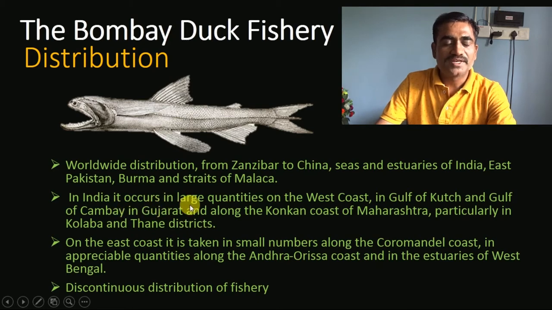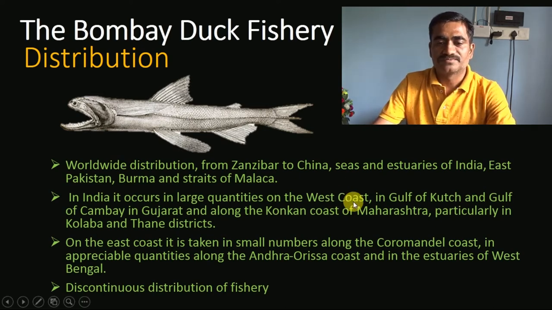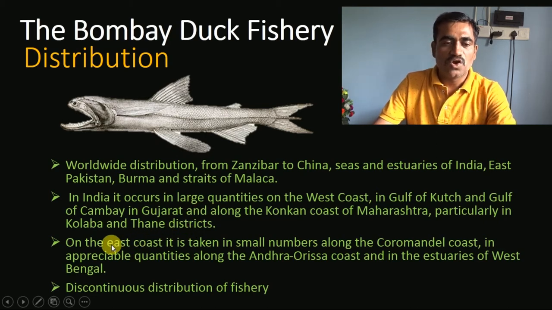It occurs in large quantity mostly on the west coast, which accounts for 98% of the catches of Bombay duck, mostly from the Gulf of Kutch and Gulf of Cambay in Gujarat, and along the Konkan coast, particularly in Kolaba and Thane districts. These are the distributions.